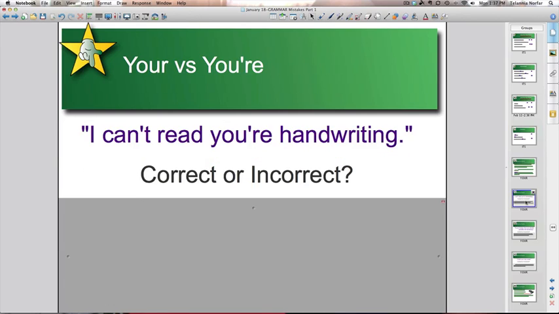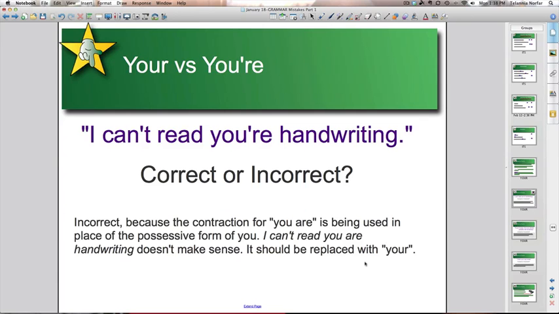I can't read you're handwriting. Is that correct or incorrect? Pause the video until you guys have debated on which one is the right answer. Okay, let's see the answer. Incorrect, because the contraction for you are is being used in place of the possessive form of you. I can't read you are handwriting. Doesn't make sense. It should be replaced with your. Good job if you figured out that it was incorrect.